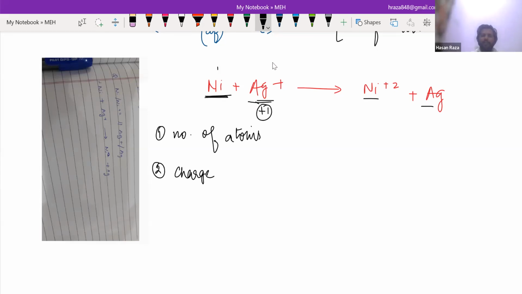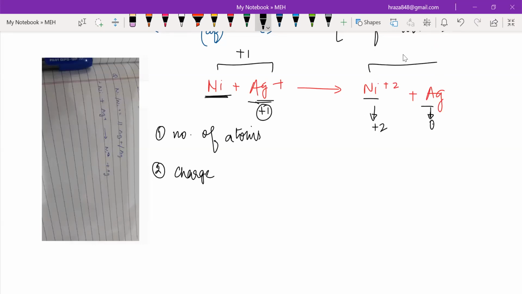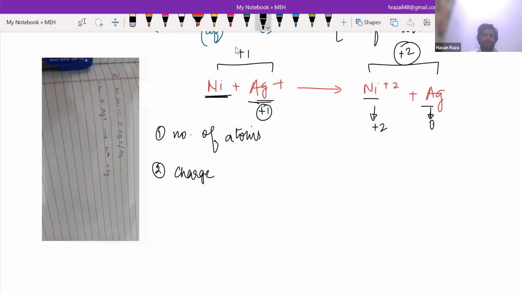That means on the left hand side you have plus one charge. Now, is there any charge on this? No, so it is zero. But there is a plus two charge. So on the right hand side, it is plus two charge. Is charge balanced? Plus one on the left and plus two on the right. So you are going to balance it. And how are you going to balance it? Wherever the charge is lesser, you are going to multiply something so that it will be balanced.